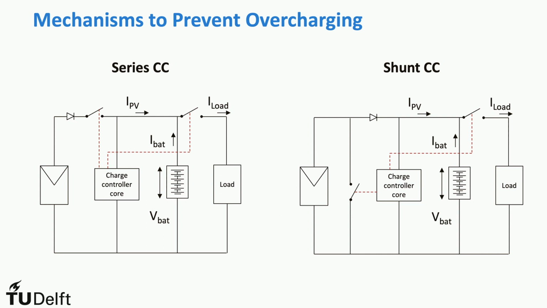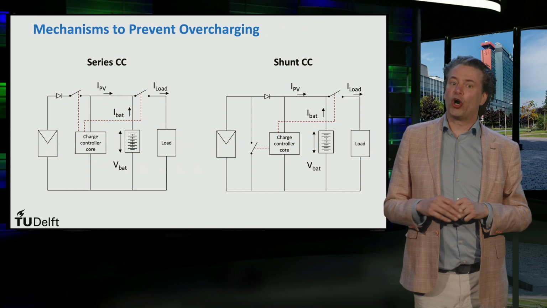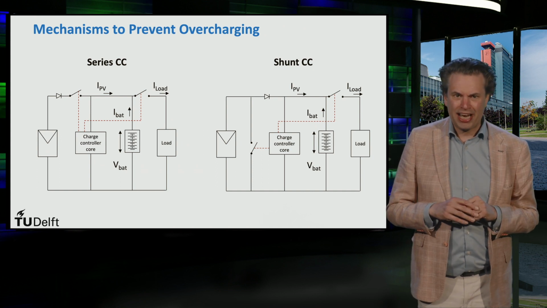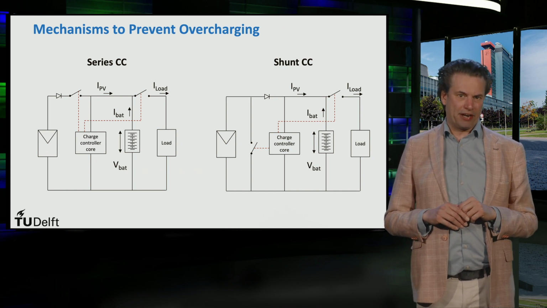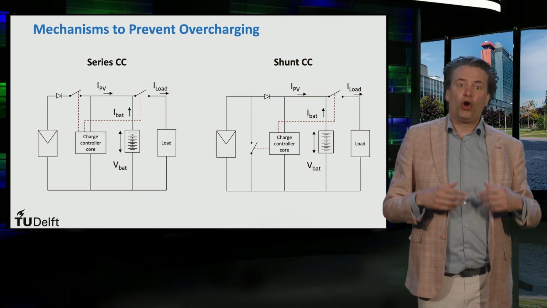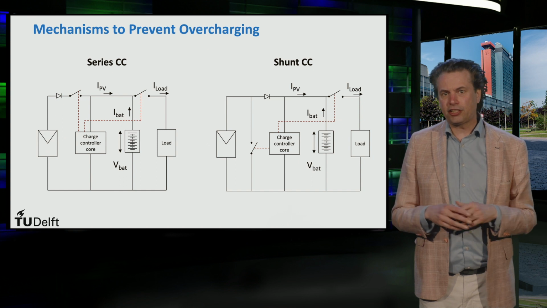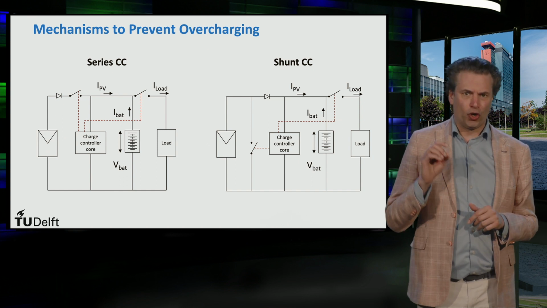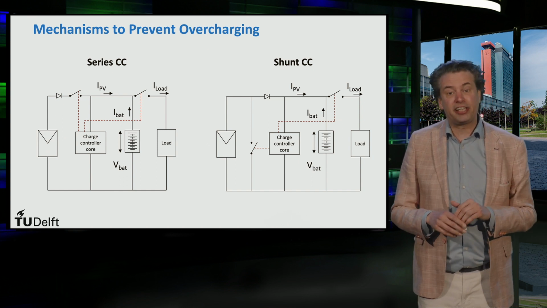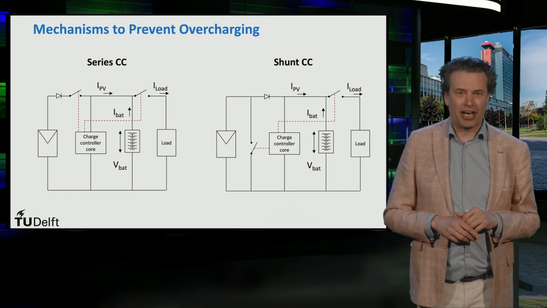On the other hand, in a parallel or shunt controller, overcharging is prevented by short-circuiting the PV array. This means that the PV modules work under short-circuit mode and that no current flows into the battery. Both of these topologies also ensure over-discharge protection. This is achieved by using power switches for the load connections, which are appropriately controlled by the charge controller algorithms.